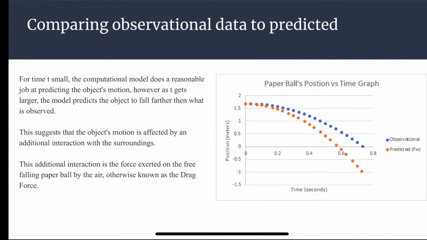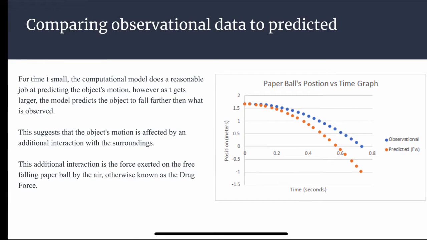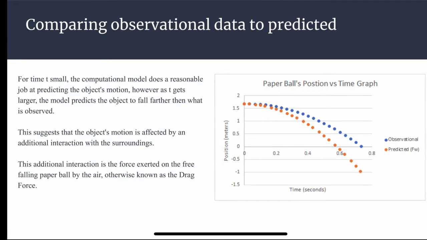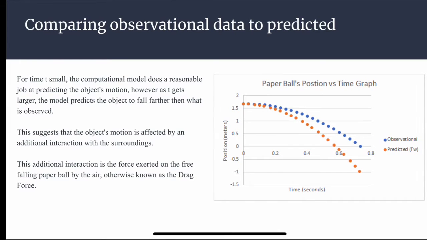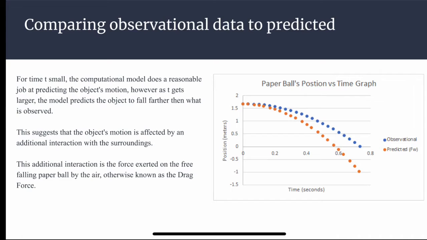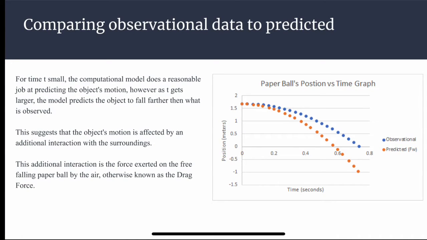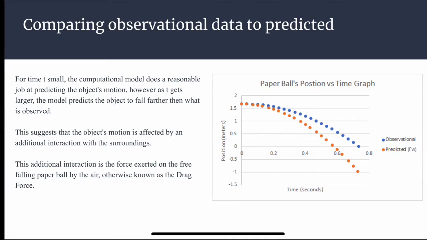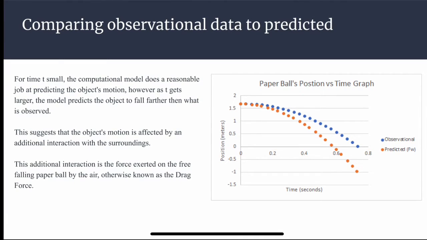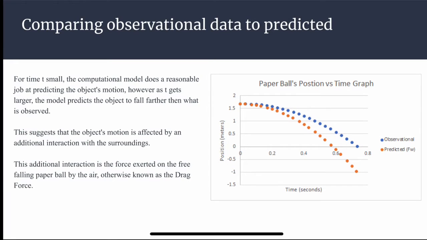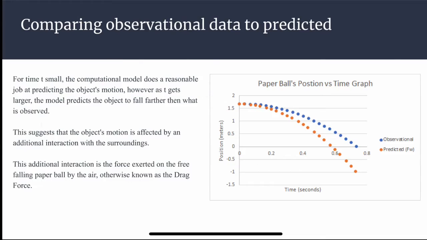When you plotted both data sets side by side, the observational and the first predicted computational model, for time that is small, the computational model did a reasonable job at predicting the object's motion. However, as time got larger, the model predicts the object to fall farther than what was observed. This suggests that the object's motion is affected by an additional interaction with the surroundings. This additional interaction is the force exerted on the free-falling paper ball by the air, otherwise known as the drag force.